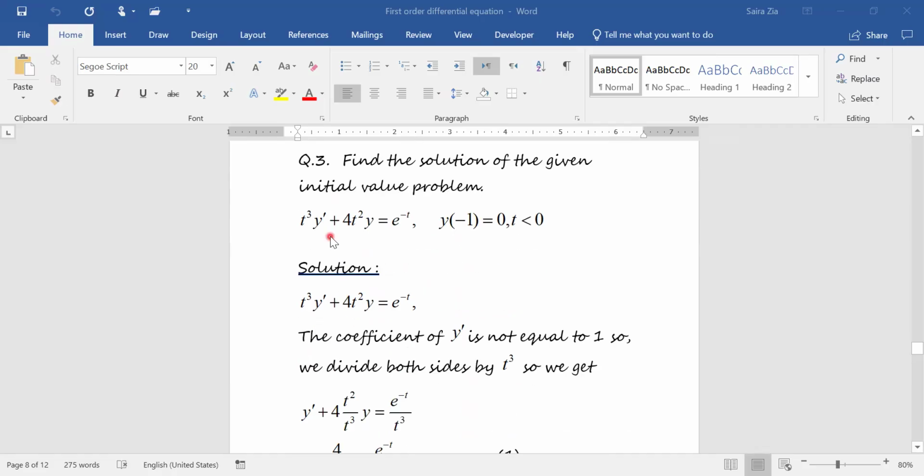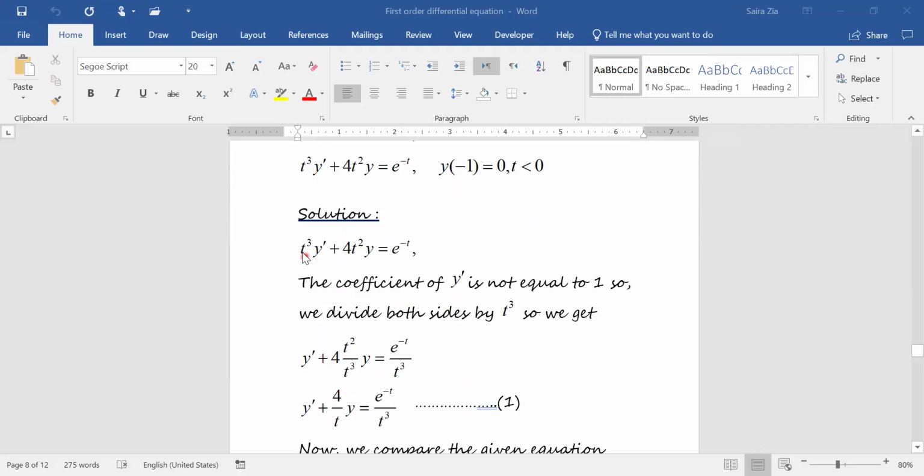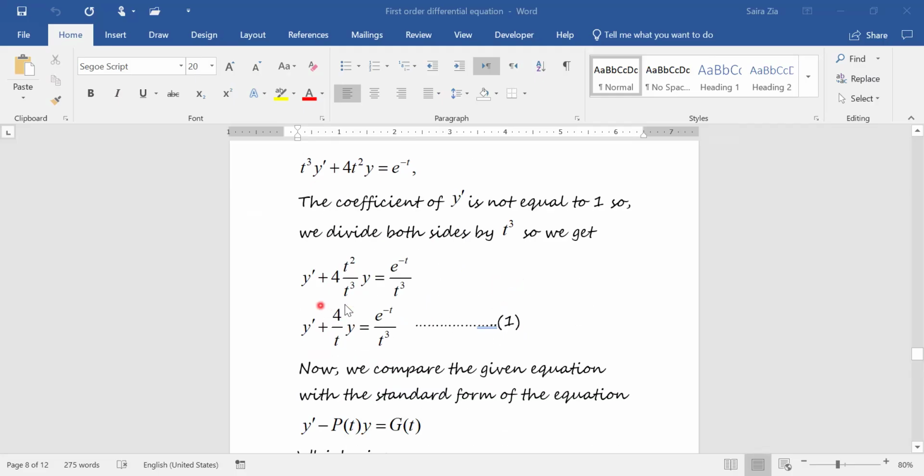So here this is the given equation, t cubed y' plus 4t squared y equals e to the power minus t. First we will see, is the coefficient 1? Here the coefficient is not equal to 1. So we are going to divide each term by t to the power 3, or t cubed, and then we are going to simplify them.